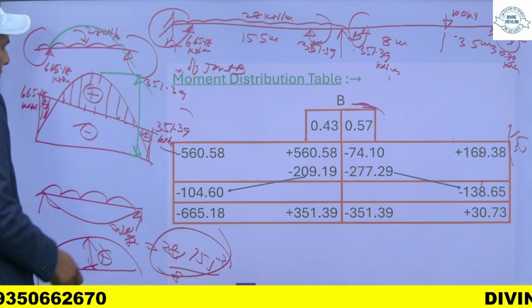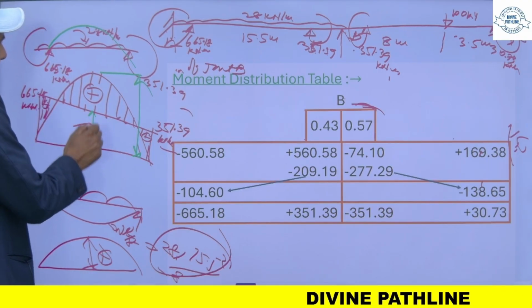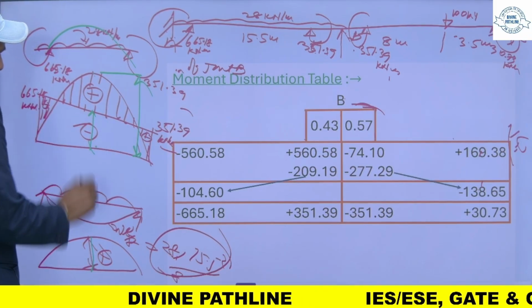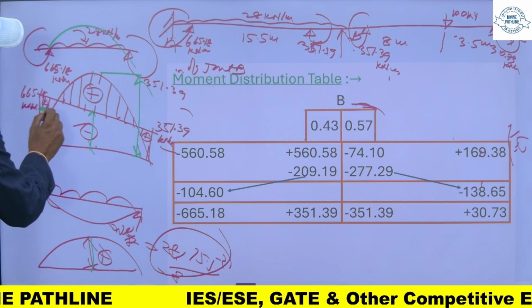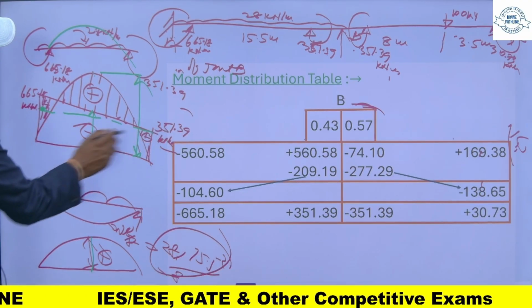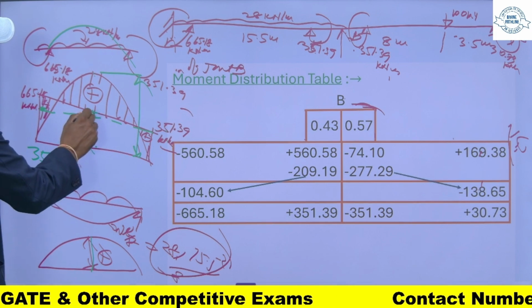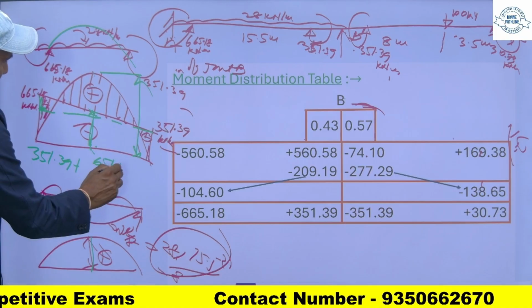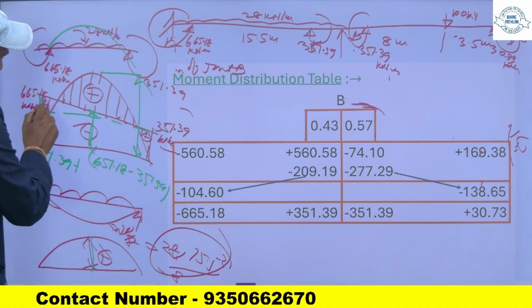And when you subtract this one, obviously my bending moment will be at the center. So this is at the center. You can find this ordinate by interpolation. And this will be 351.39 plus this one. This will be this one: 651.18 minus 351.39. We will get this one, divided by this.